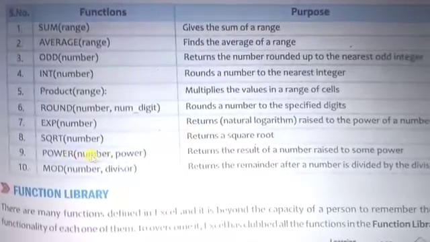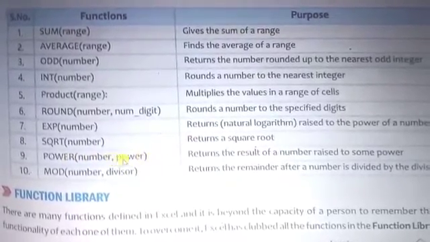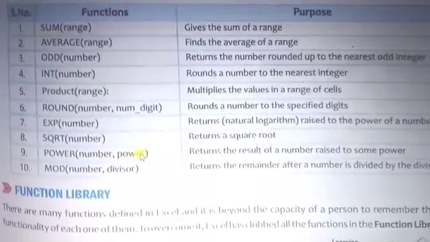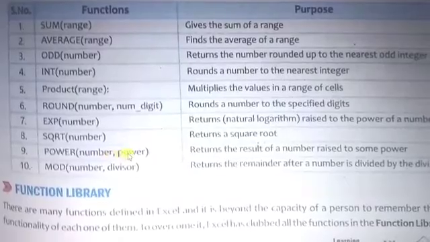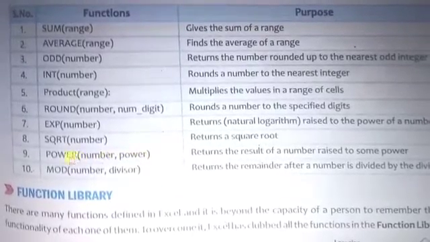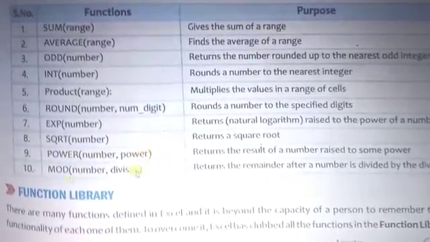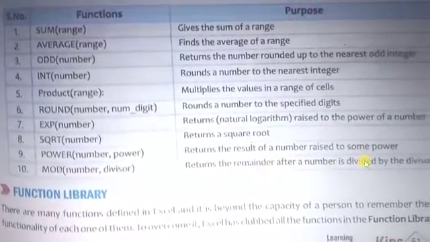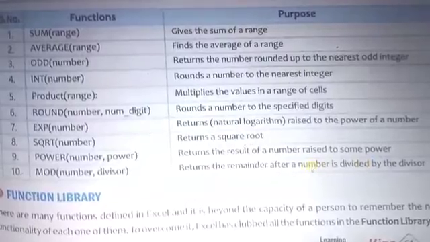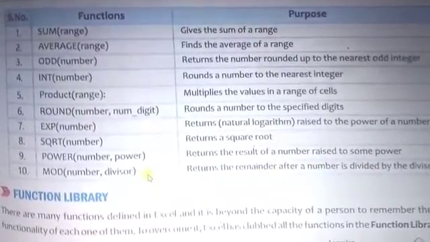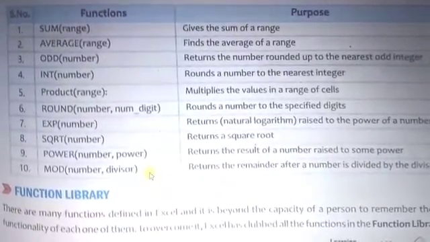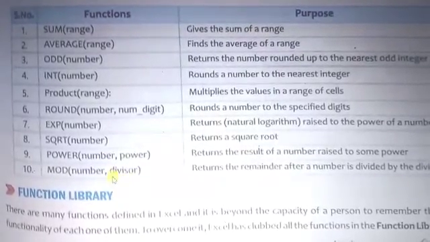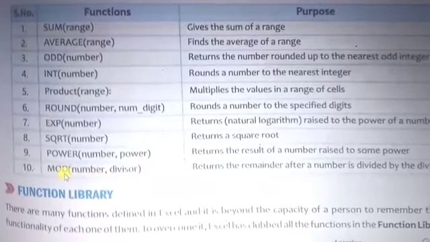Then there is power, with number and power. There are two arguments. Suppose you give the number 10 and mention the power 2. That means 10 raised to the power 2. The output is 100. Then mod, with number and divisor. The mod function returns the remainder when the number is divided by the divisor. The number you have given is divided, and after the division operation, the remainder you get is returned by the mod function.